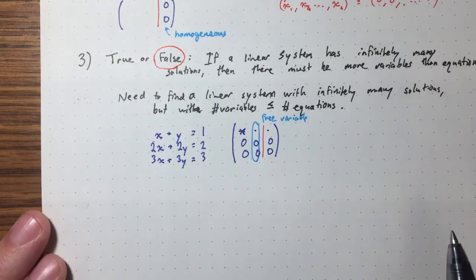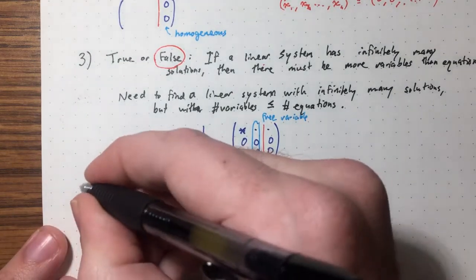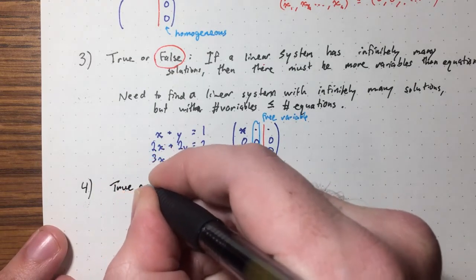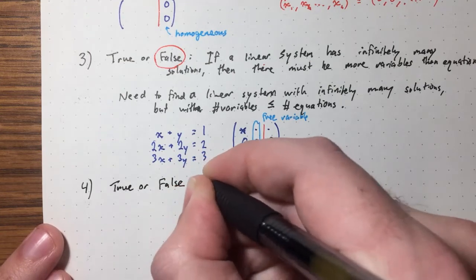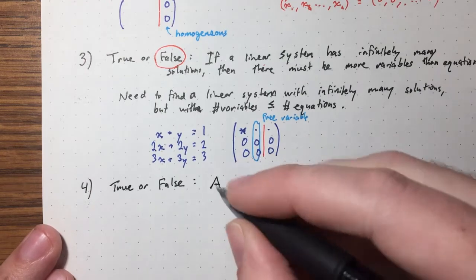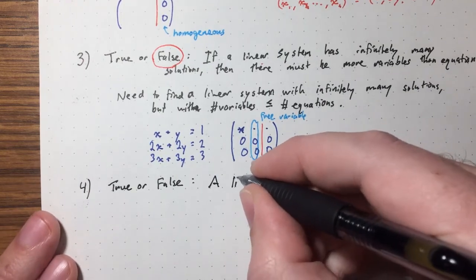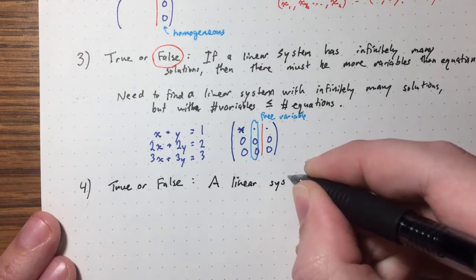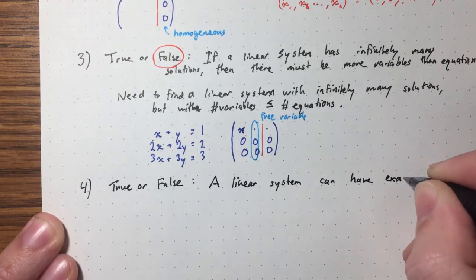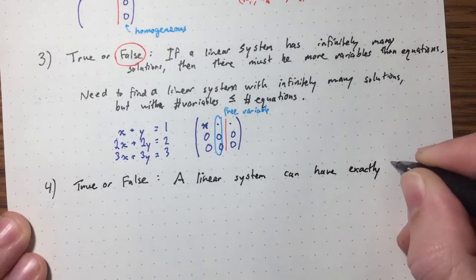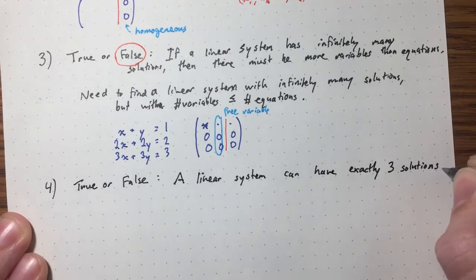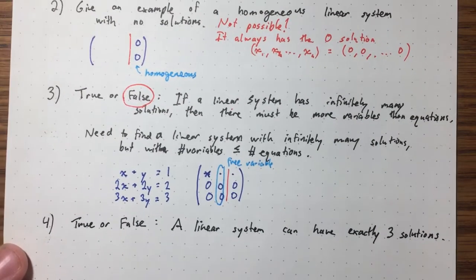Okay, so it was a little bit tricky, but I plan to keep this video around 30 minutes. We're almost there. Let's just do one more. So true or false? This is one we were kind of pondering in the first video. A linear system can have exactly, let's say, can we find one with exactly 3 solutions? No more, no less. Okay, what do you think?